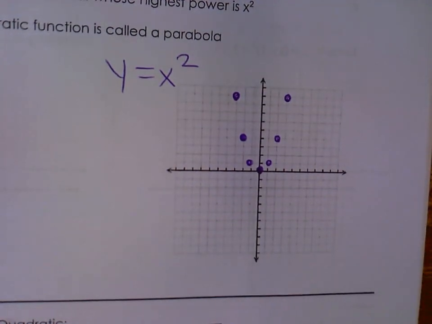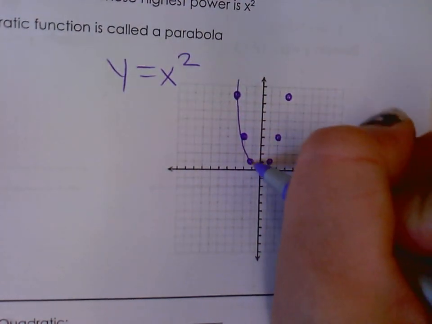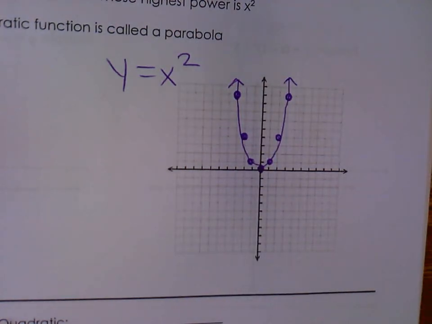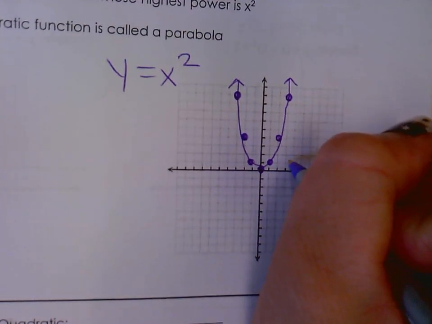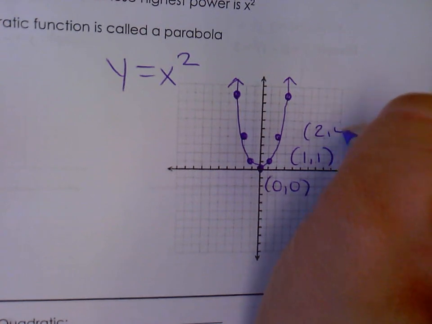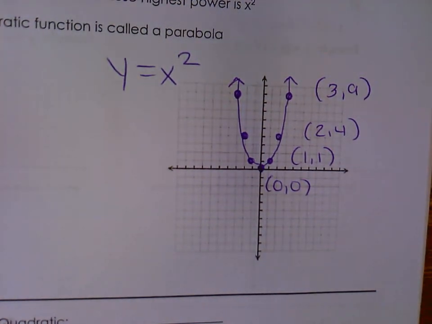So those are the key points. I didn't really quiz you very much on that today, but on next Friday's quiz, it'll be all about graphing quadratics. So I like to write down the points 0, 0, 1, 1, 2, 4, and 3, 9. And you'll hear me say those points a lot because those are the parent moves for graphing a parabola. 1, 1, 2, 4, 3, 9.